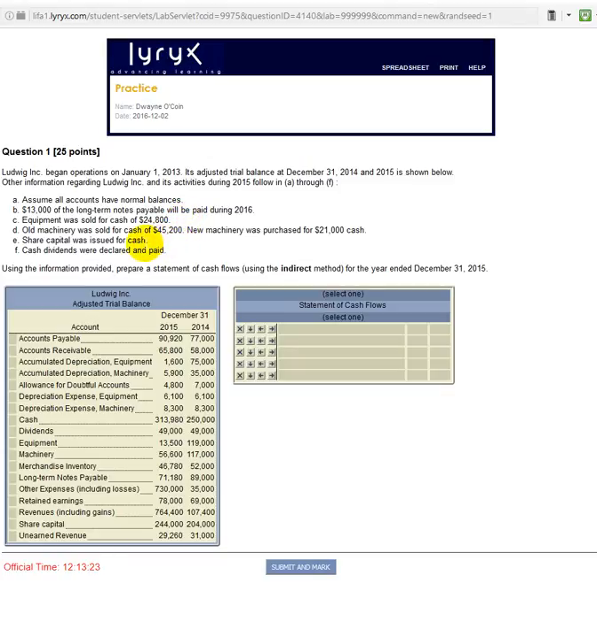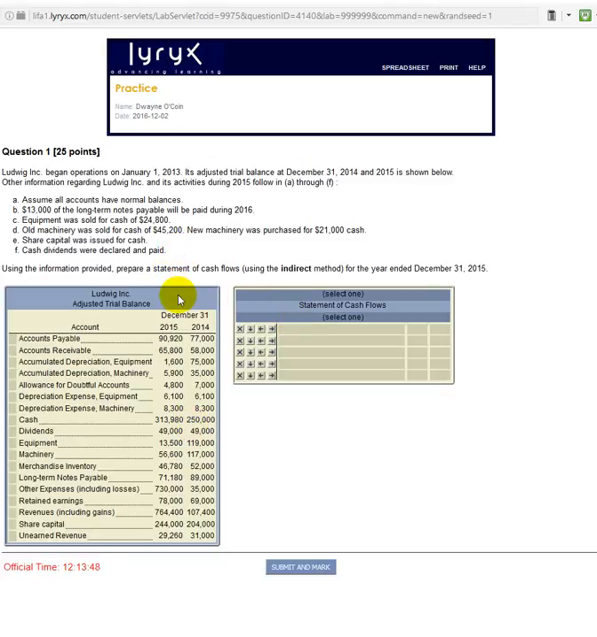For the share capital, new share capital was issued for cash, so it went from 204 up to 244. We can see that that is going to be a financing activity. And then cash dividends were declared and paid. We don't have a dividends payable account anywhere here, so the amount of the dividends will just be the $49,000. If we had a change in dividends payable, we'd have to do a full reconciliation of the opening dividends payable to the closing dividends payable, but we don't have to do that here.